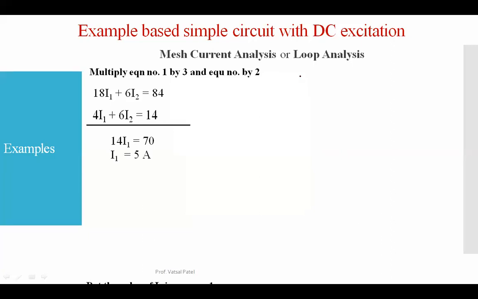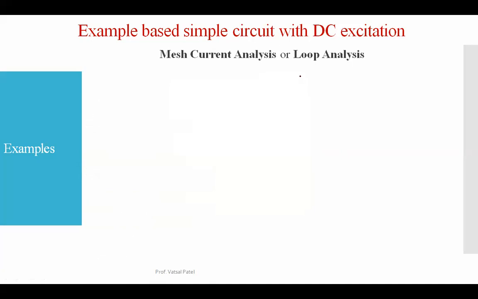So I1 is equal to 5 ampere, and that value you can put in any one of the equations. So after putting the value of I1 in the first equation, you will get the I2 component, that is equal to minus 1 ampere. And you can redraw this diagram here.